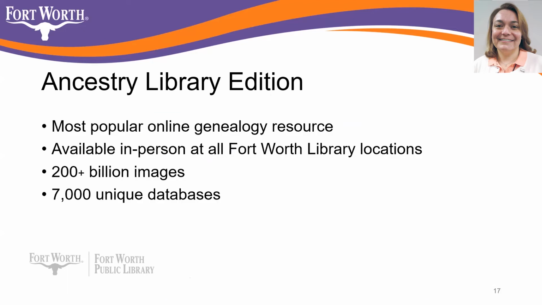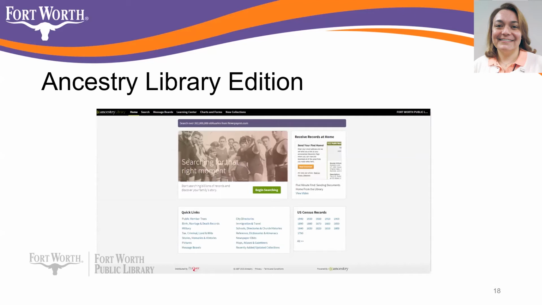We also have Ancestry Library Edition. This is the popular one you've seen advertised on TV. It's the most popular online genealogy resource. It's available in person at all Fort Worth Public Library locations. There are over 200 billion images and 7,000 unique databases, and it's always growing. With the Ancestry Library Edition, this is sort of the beginning search screen.